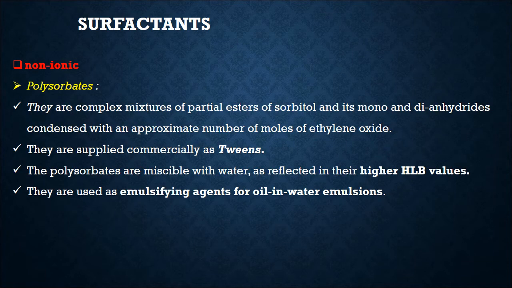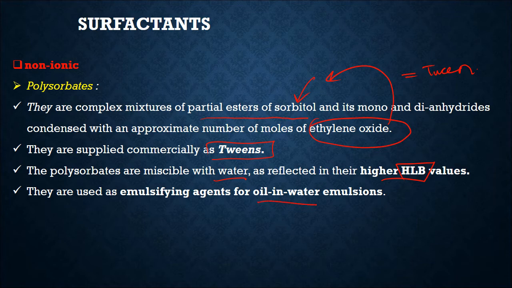For polysorbate, they are a complex mixture of partial esters of sorbitol and its mono- and dianhydrides condensed with an appropriate amount of ethylene oxide. So they are initially Span, and when you add ethylene oxide, they become Tween. They are supplied commercially as Tween, and they are mostly miscible with water, as reflected in their high HLB value, and they are used as an emulsifying agent for oil-in-water emulsions.